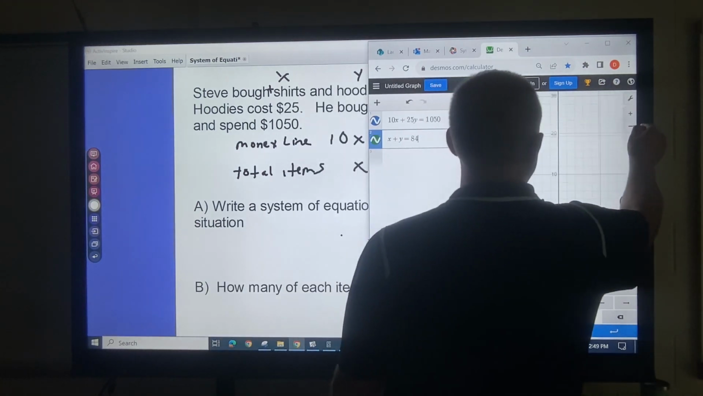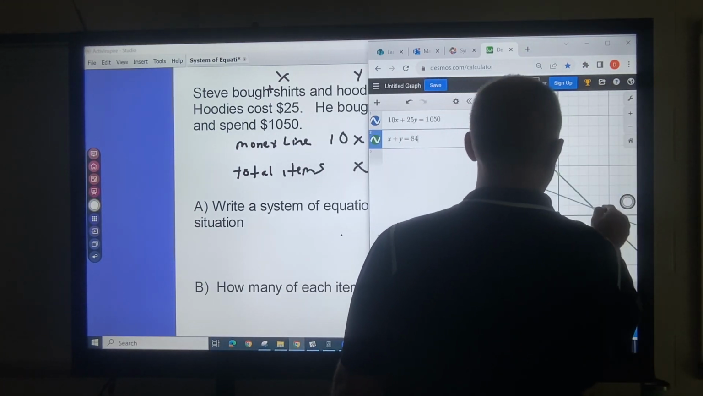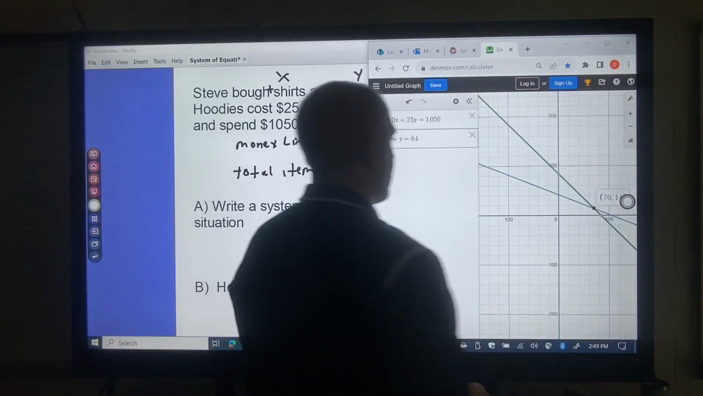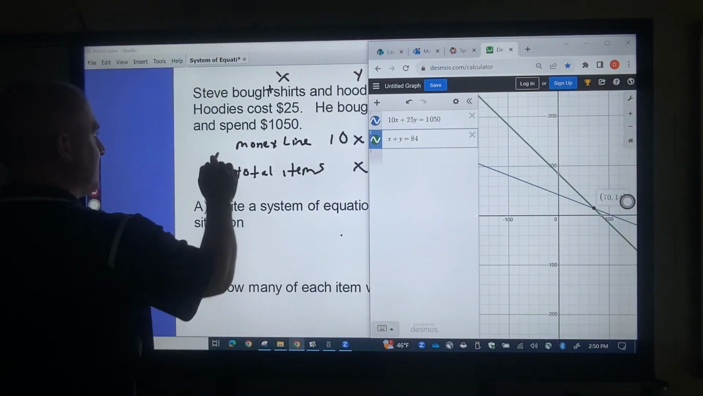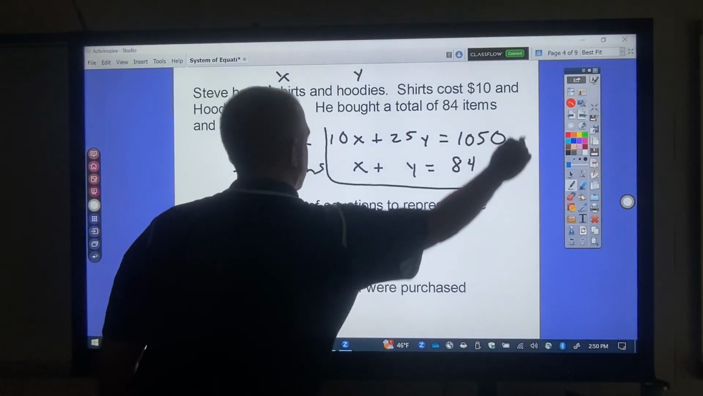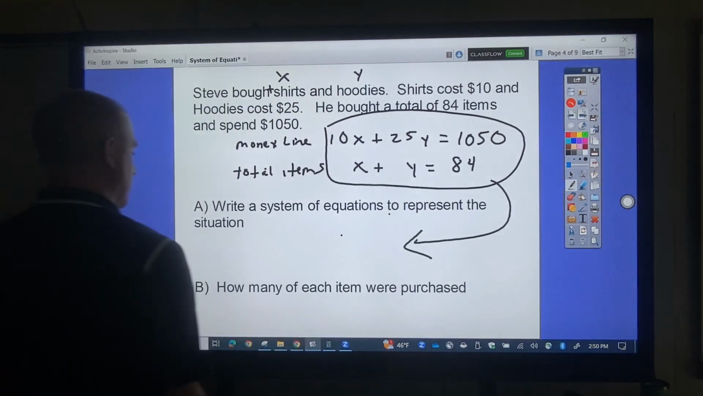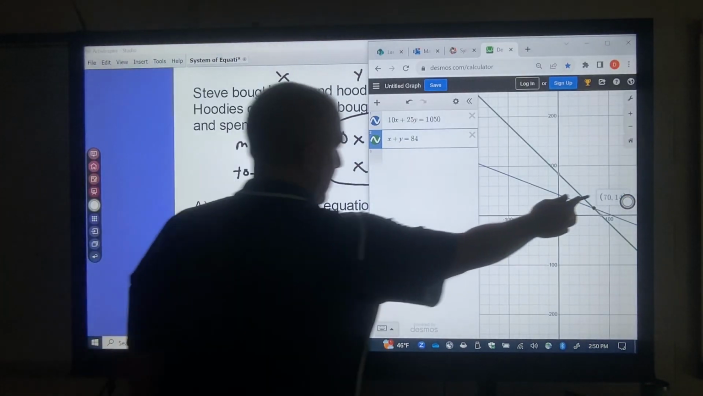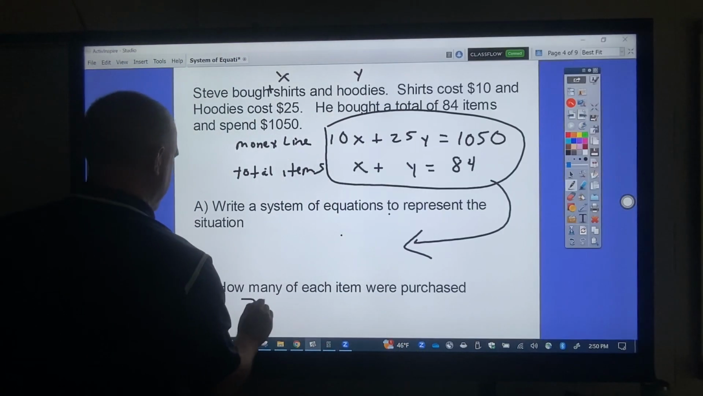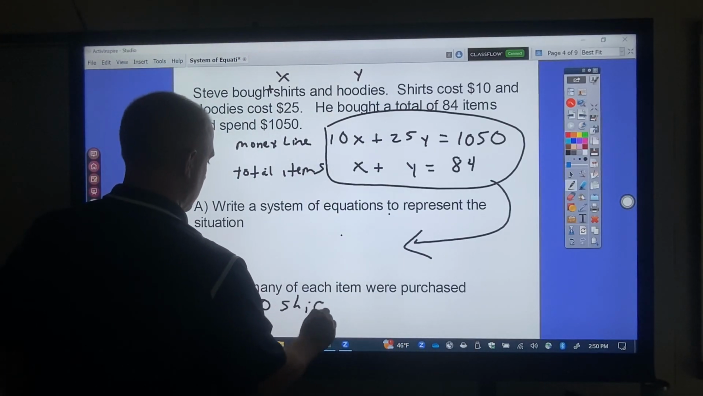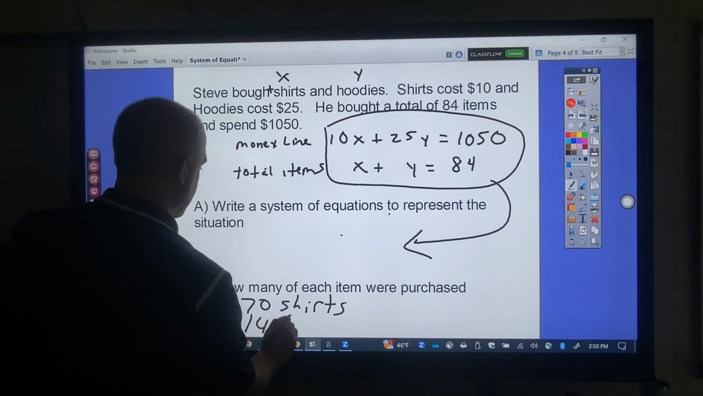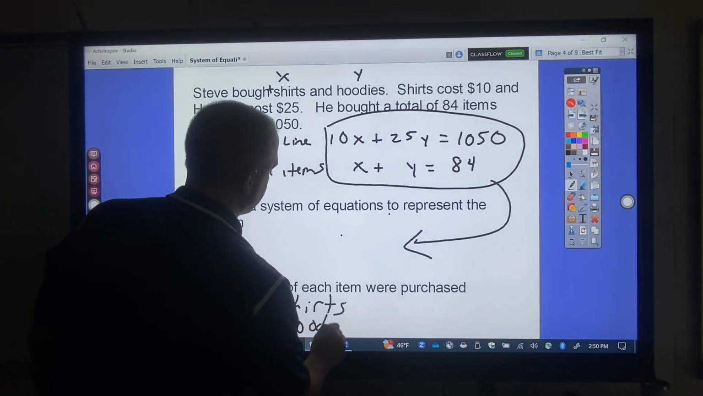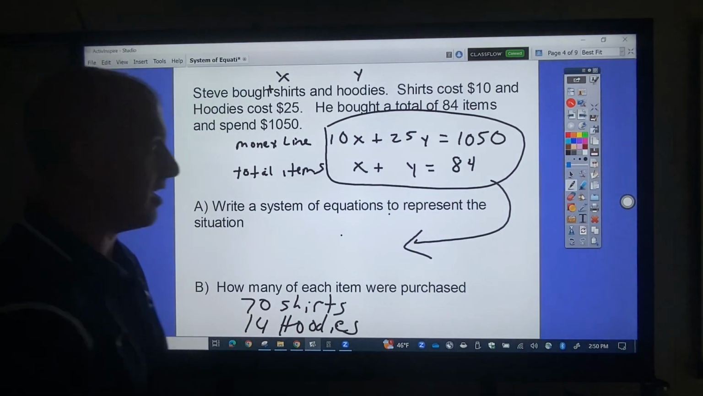Okay, and I'm gonna have to zoom out until I find where they cross at, and they cross right there. Okay, so here's my system of equations. This is what I would write here for that. Okay, so what's the x? The x was shirts, so my intersection is 70, so that's 70 shirts and 14 hoodies. Because that's what X is and that's what Y is, okay?